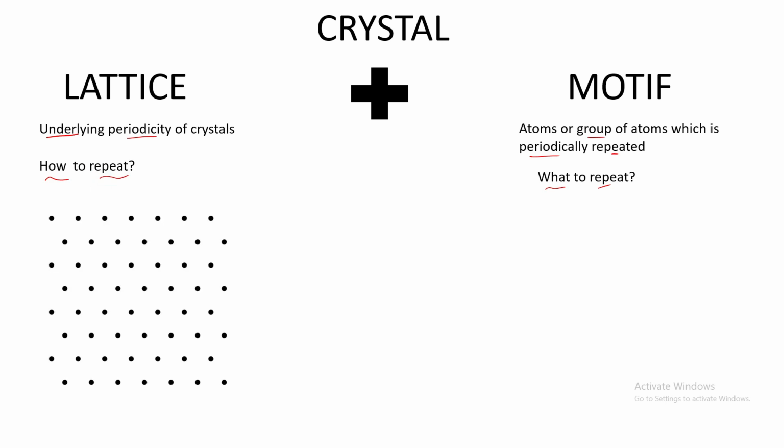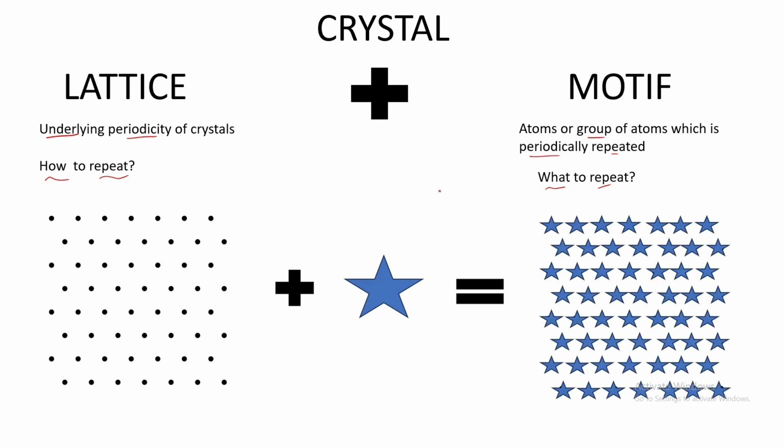Let us take an example here. This is a lattice, a 2D periodic arrangement of points in space. If I take a crystal like this, this is just for imagination. Actually, this star can be replaced by an atom or a group of atoms.